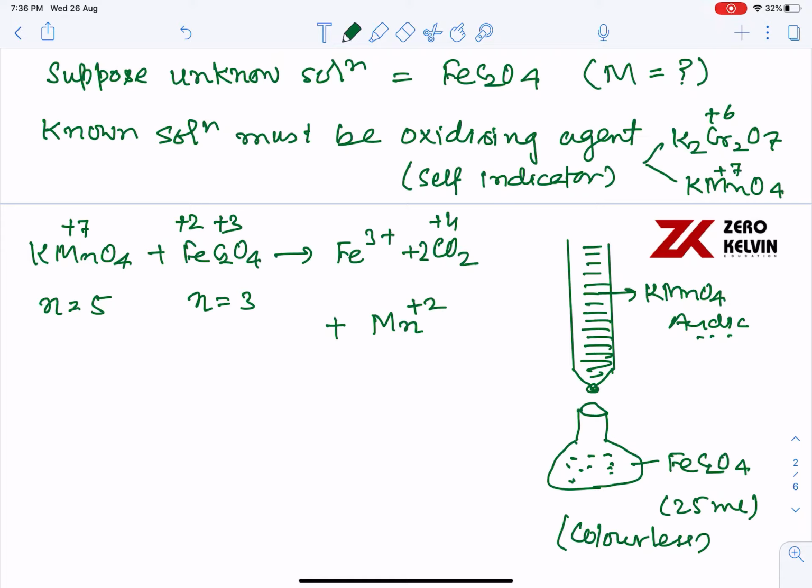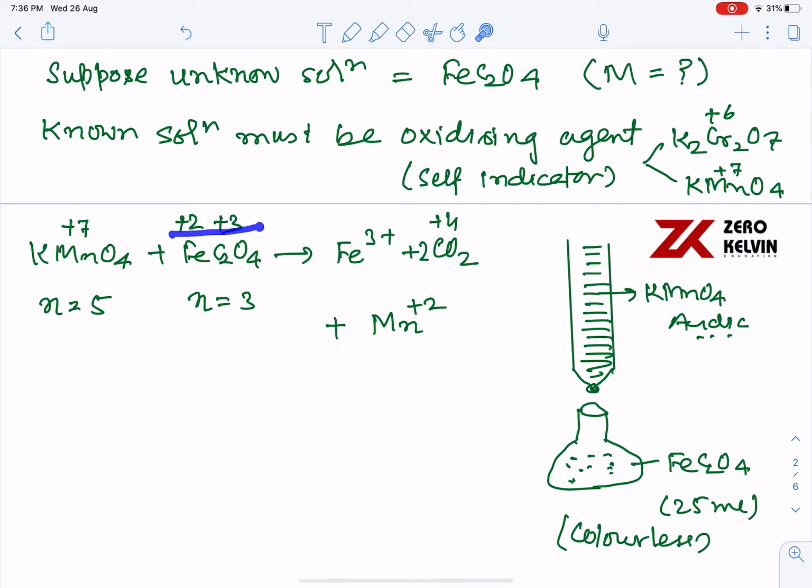So whenever we are adding this KMnO4, it is going to be added to this. Slowly this will be consumed. And when it converts into Mn2+, it does not have any color. It is colorless. So the purple color of KMnO4 is going to diminish when it reacts with FeC2O4. There will be a time when all the FeC2O4 will be consumed. Simultaneously these two are consumed.